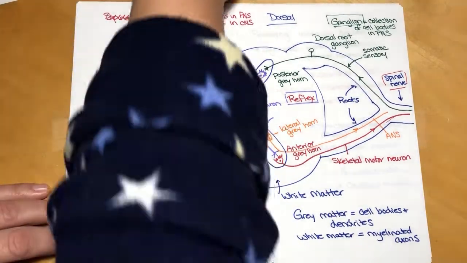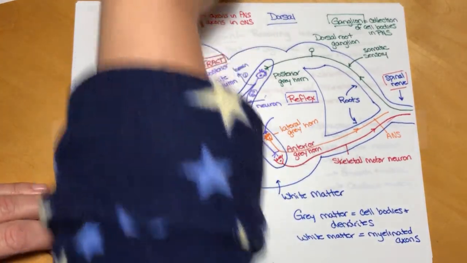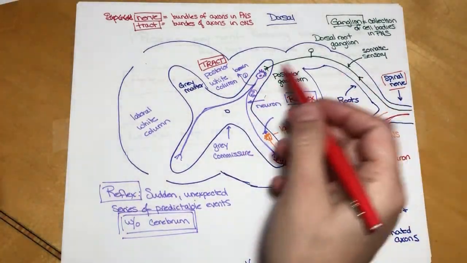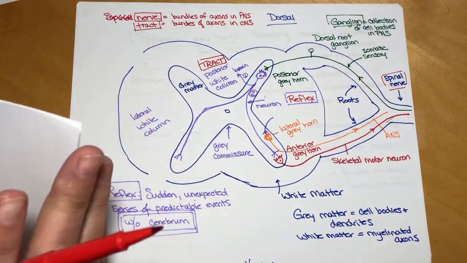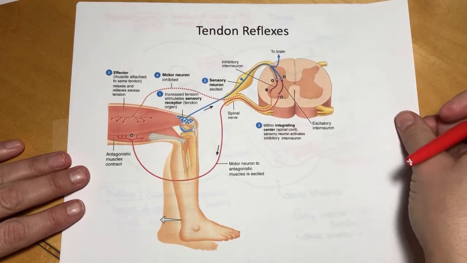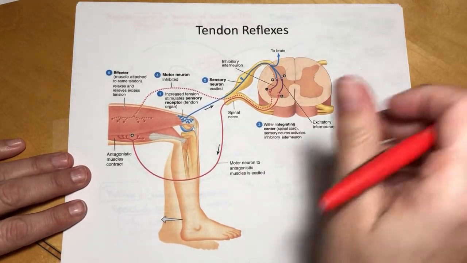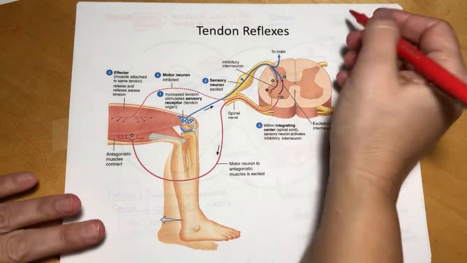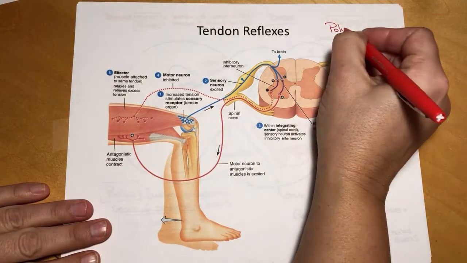The second one is a little bit more complicated. This is the one we actually talked about here. And it's not monosynaptic. This is actually called a tendon reflex, and this is polysynaptic.